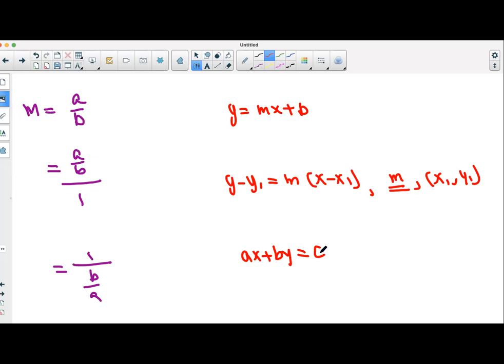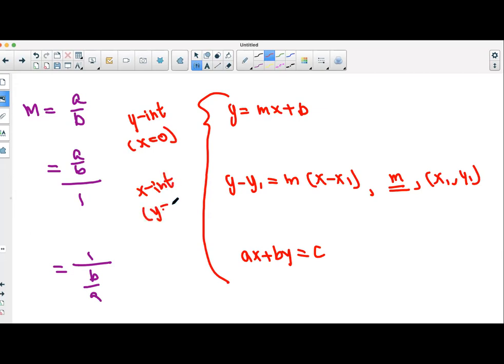Now, I just want to let you know, whatever the case is, how do you find the y-intercept? Y-intercept is when x is equal to 0. Obvious. How do you find the x-intercept? X-intercept is when y is equal to 0. That is a very, very important concept that I want you to remember in this function. Now, given that, let me go over a couple of questions here with you, and let's see what happens. Okay?